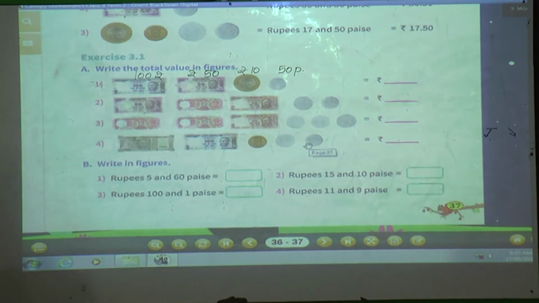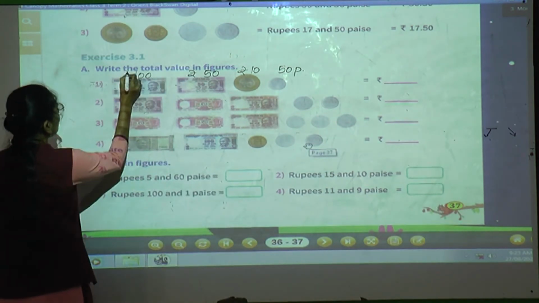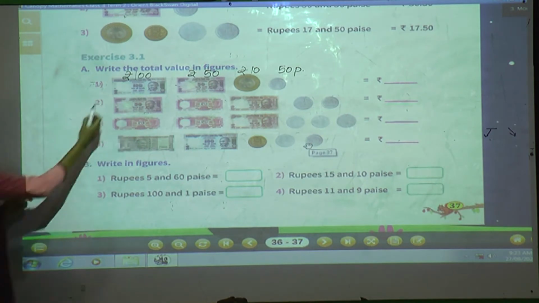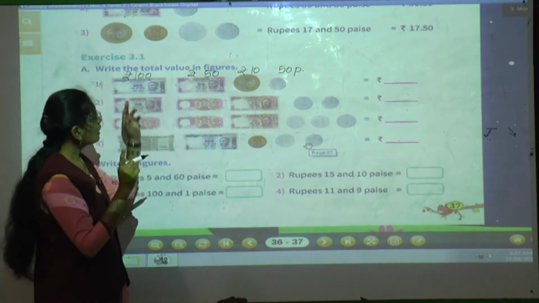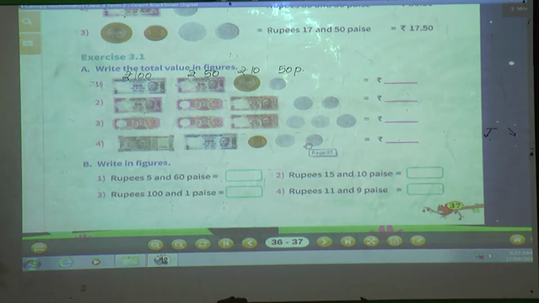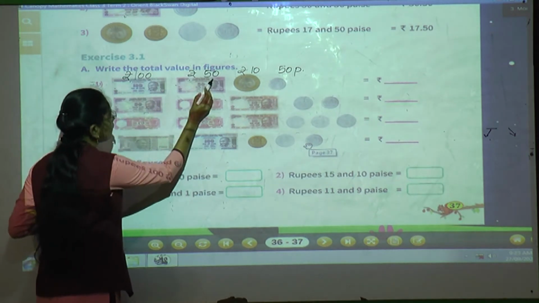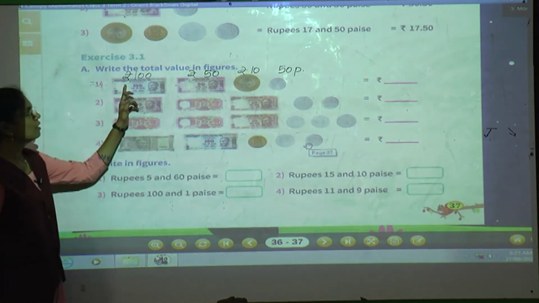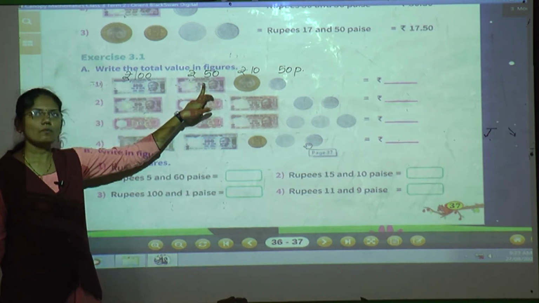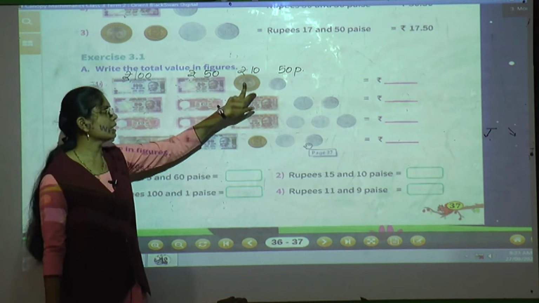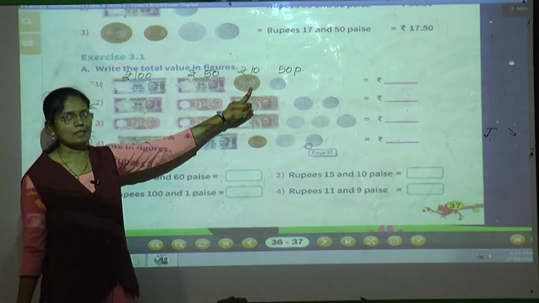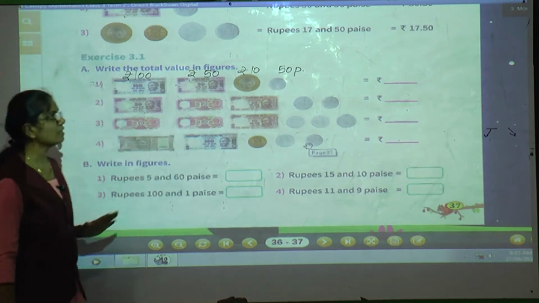Okay. Now see students, you have to add the same unit only. So here rupees, rupees, rupees. We will add first rupees, and then we will write paise as it is. Now here 100 plus 50. Yes, do the addition. Rupees 100 plus rupees 50, 150. Then in that again you have to add 10. 150 plus 10 means 160 rupees.